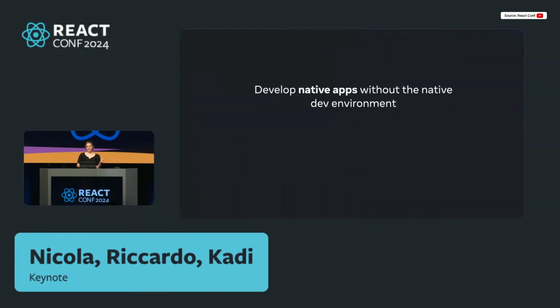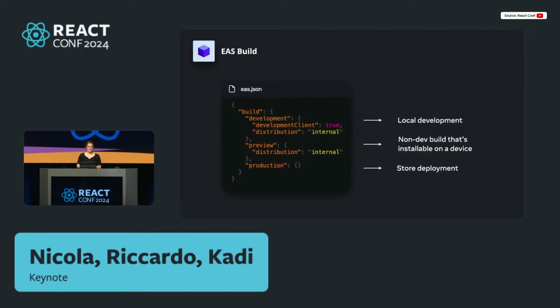The main two things that EAS wants to achieve is to allow you to develop native apps without needing the native development environment set up. And secondly, we want to handle the hardest parts of native app development, which is the credentials management. With EAS, the builds are configured via an EAS JSON file and can be triggered via a CLI command. So by default, you have 3 build profiles with the 3 main types of apps you need to build.